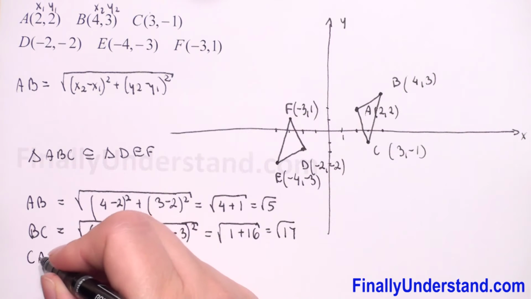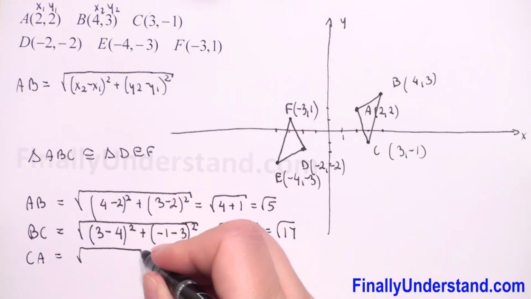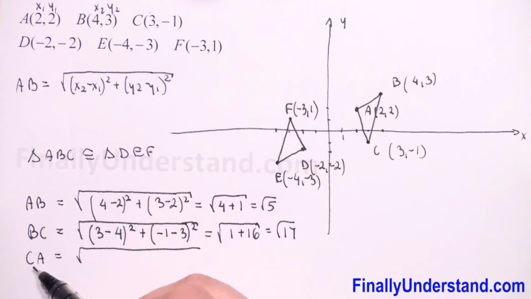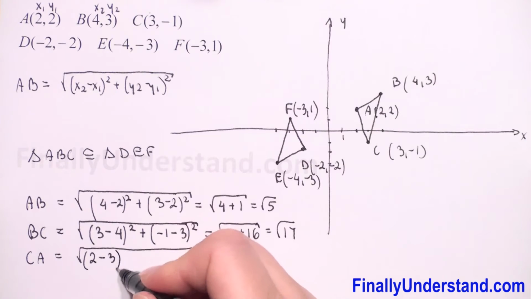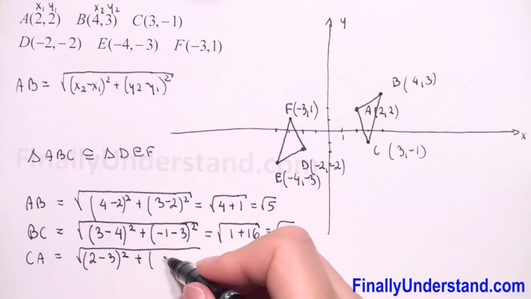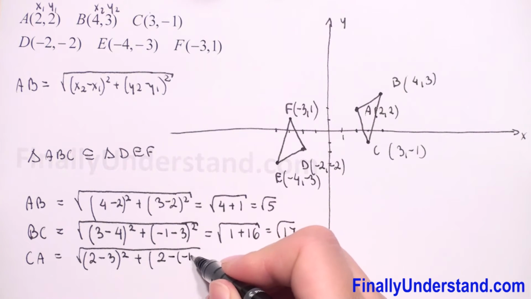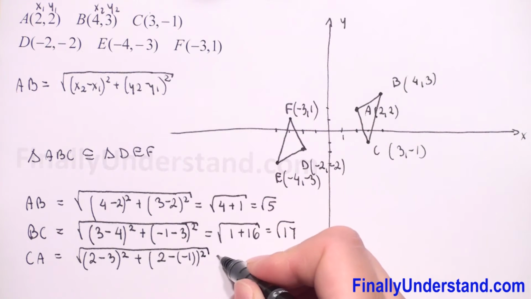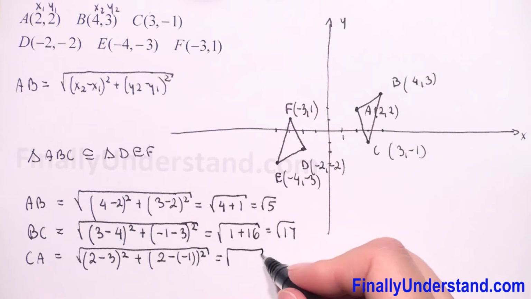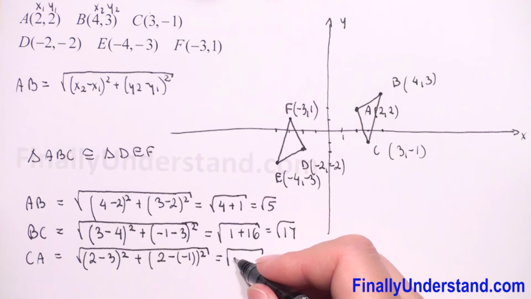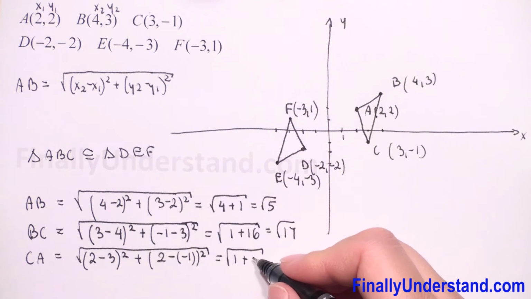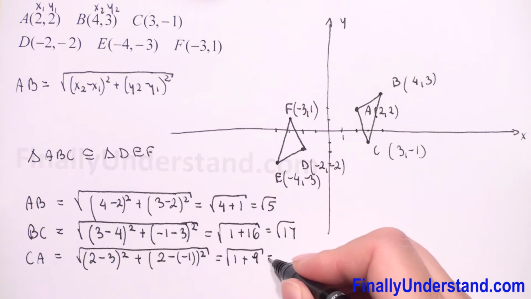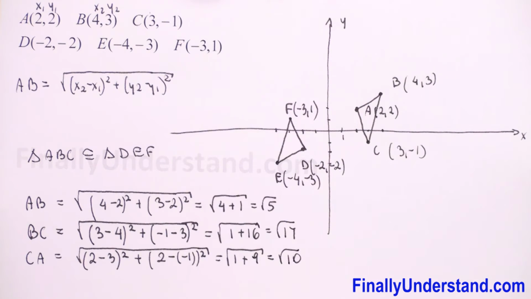And CA is, now the last is A, the first is C. So from A we have to subtract C. So we have (2 minus 3) to the second power plus (2 minus negative 1) to the second power. So this is equal to the square root of: 2 minus 3 is negative 1, to the second power is 1, plus, negative and negative give me positive, so 2 plus 1 is 3, to the second power is 9. So this is equal to the square root of 10.